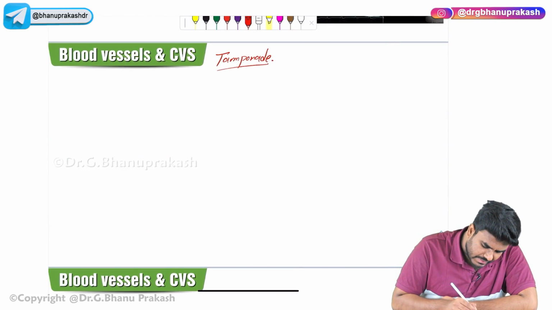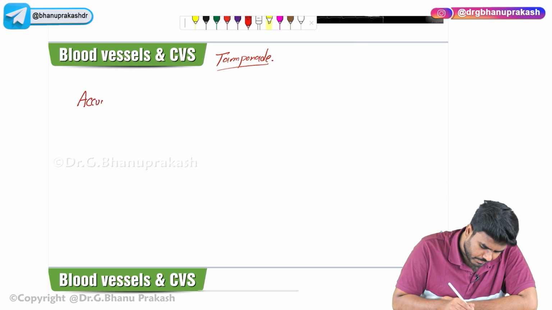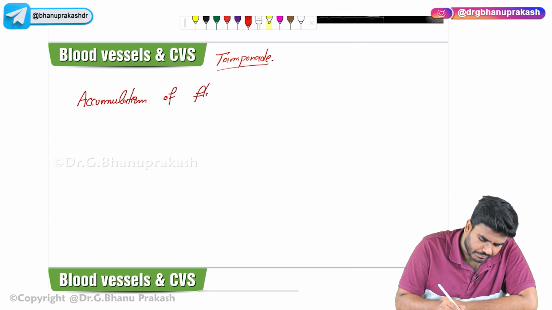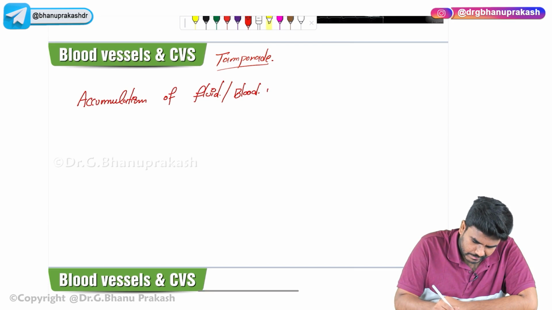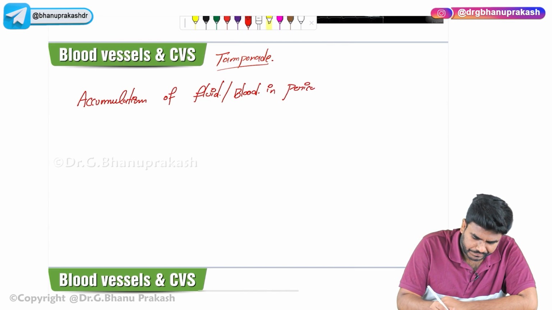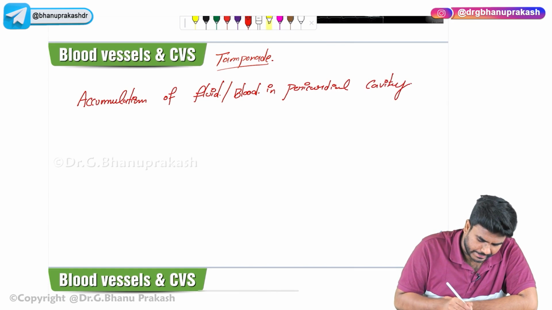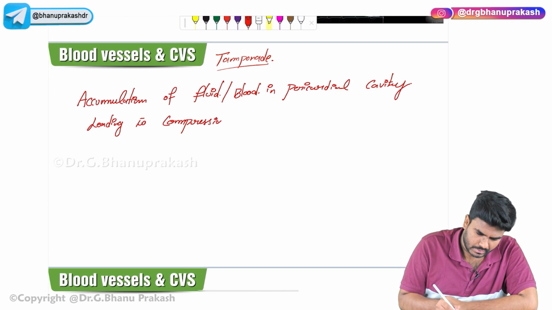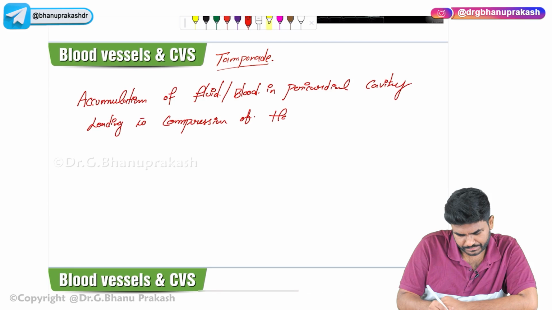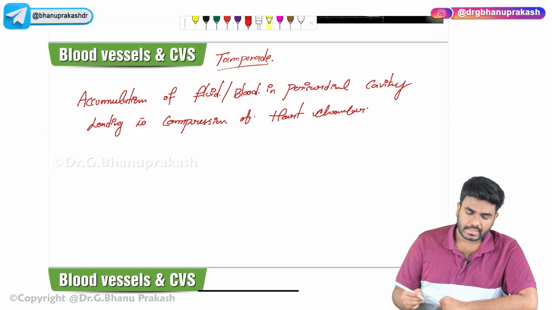Now, what is happening? It's the accumulation of fluid or blood in the pericardial cavity, leading to compression of heart chambers. Okay, leading to the compression of the cardiac chambers.